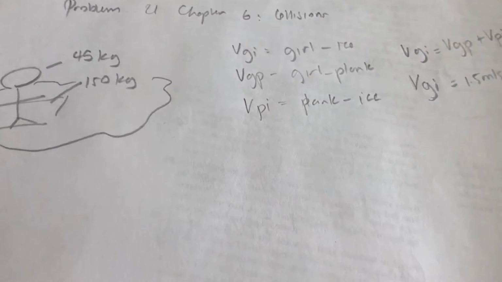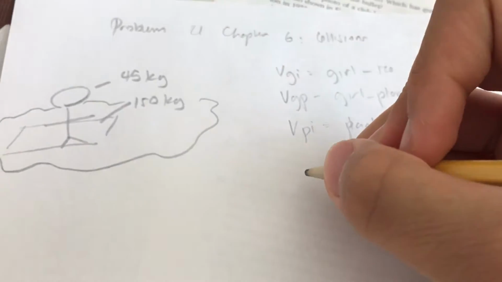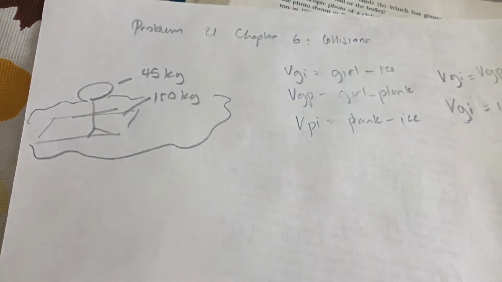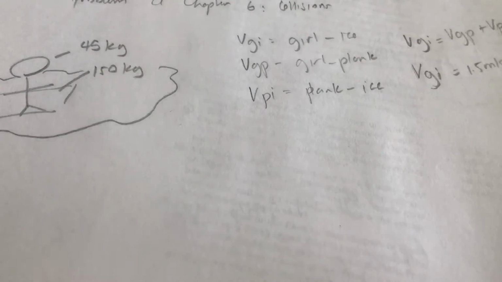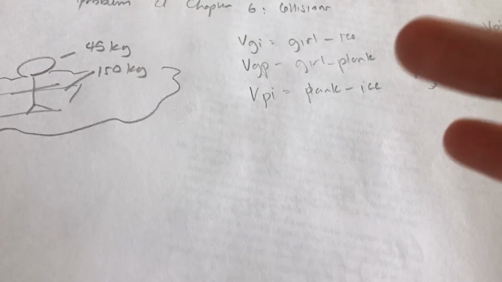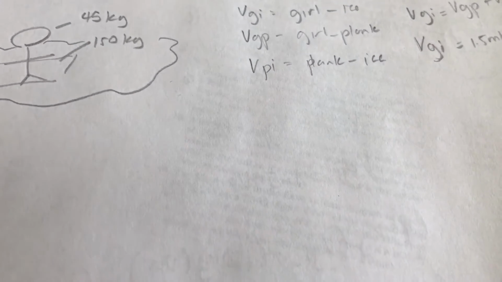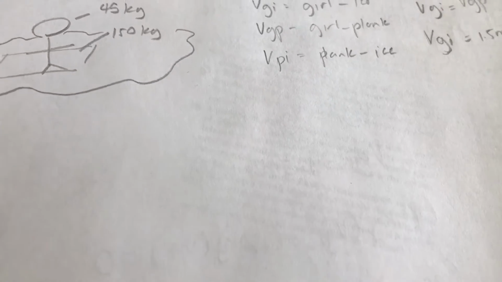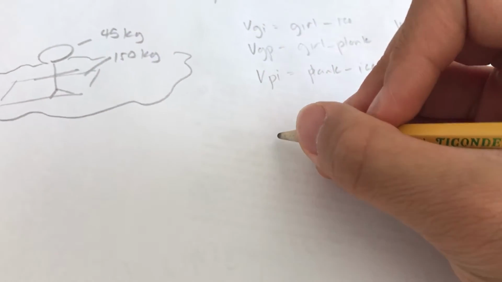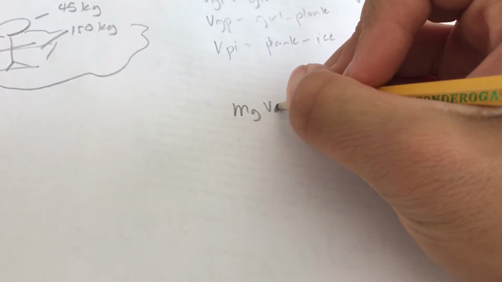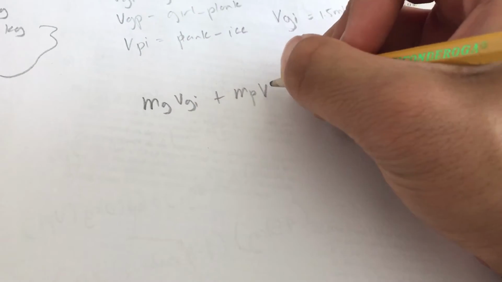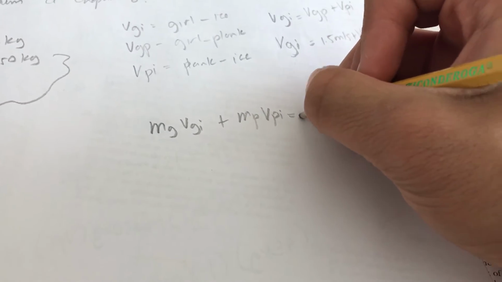So using the conservation of momentum, we know that the mass times velocity of the girl to the ice and the mass times velocity of the plank to the ice would always equal 0, because the total momentum of the system is 0, and no matter what happens, the resulting momentum will always equal 0 because of the conservation of momentum. So we know that the mass of the girl times the velocity of the girl to the ice plus the mass of the plank times the velocity of the plank to the ice will always equal 0.